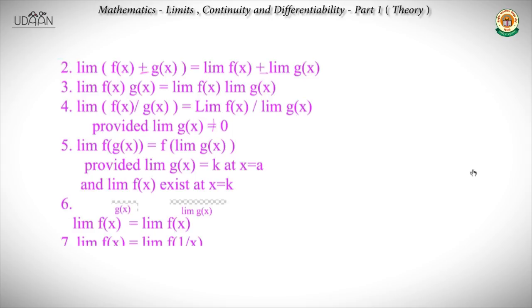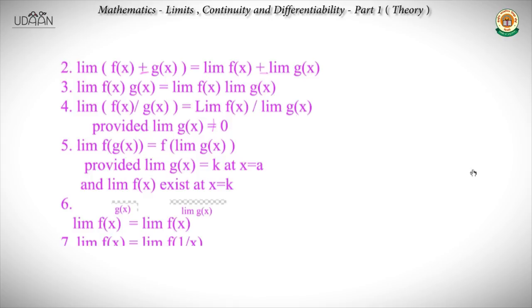The third point is that limit x tends to a, f(x) into g(x) equals limit x tends to a f(x) multiplied by limit x tends to a g(x). The fourth theorem states that limit x tends to a f(x) divided by g(x) equals limit x tends to a f(x) divided by limit x tends to a g(x). But we should keep in mind that limit x tends to a g(x) should not be equal to 0.